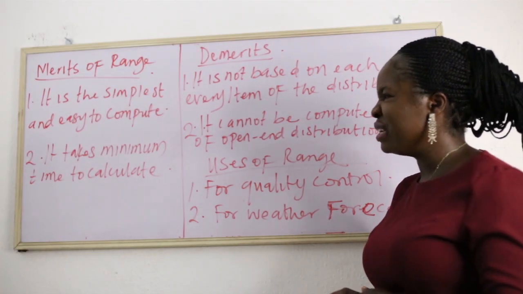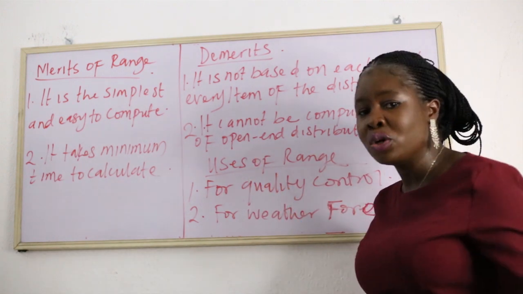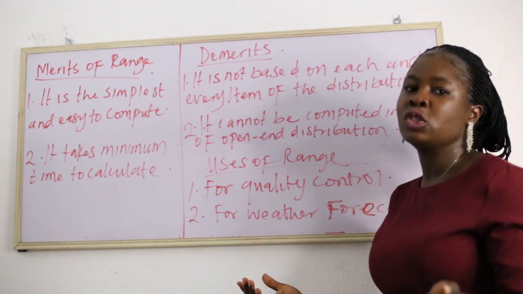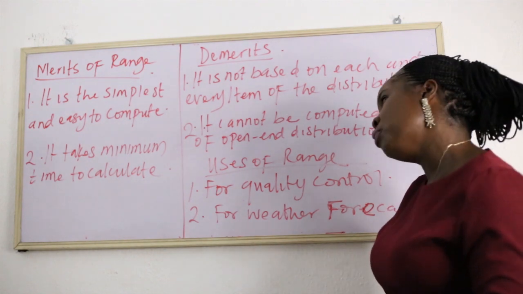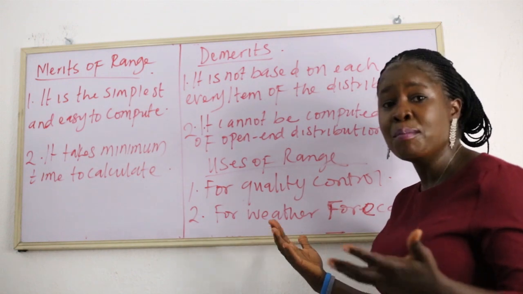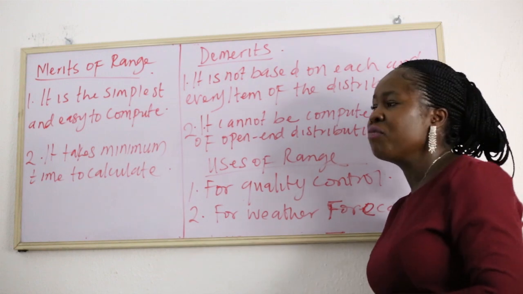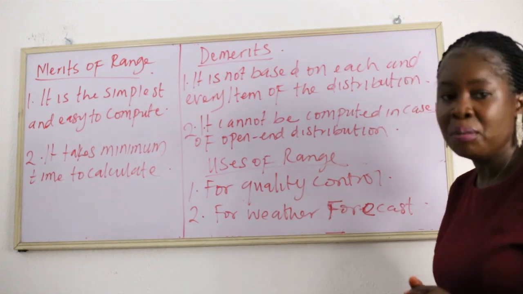The merits and the uses of range. One of the merits of range is it is simple. It is the simplest of all the methods of variation. Then it is also easy to compute. Then secondly, another merit is that it takes minimum time to calculate, as we saw in the previous example. Then what are the demerits?